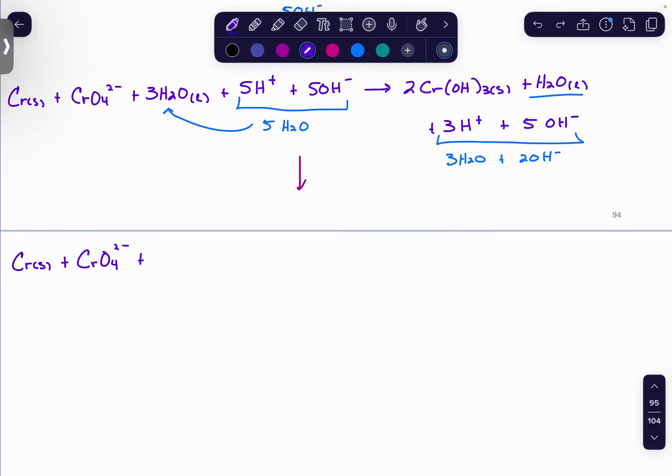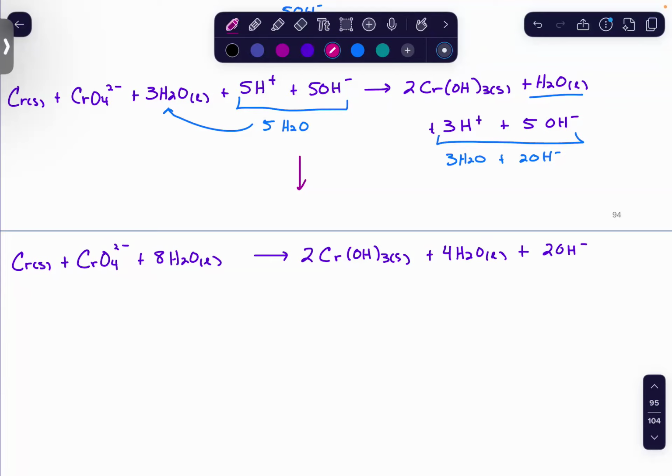No, no, no, no. We have 8 waters this time. 8 waters. To the chromium hydroxides. Let's see. 4 waters and 2 hydroxides.